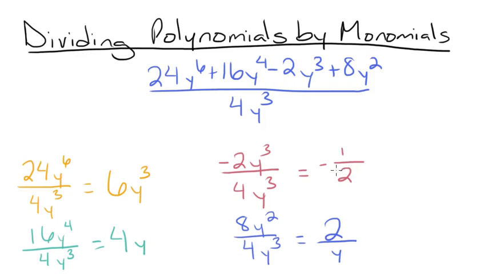So now all we have to do is add all of our terms together. So our answer is 6y cubed plus 4y minus 1/2 plus 2 over y.